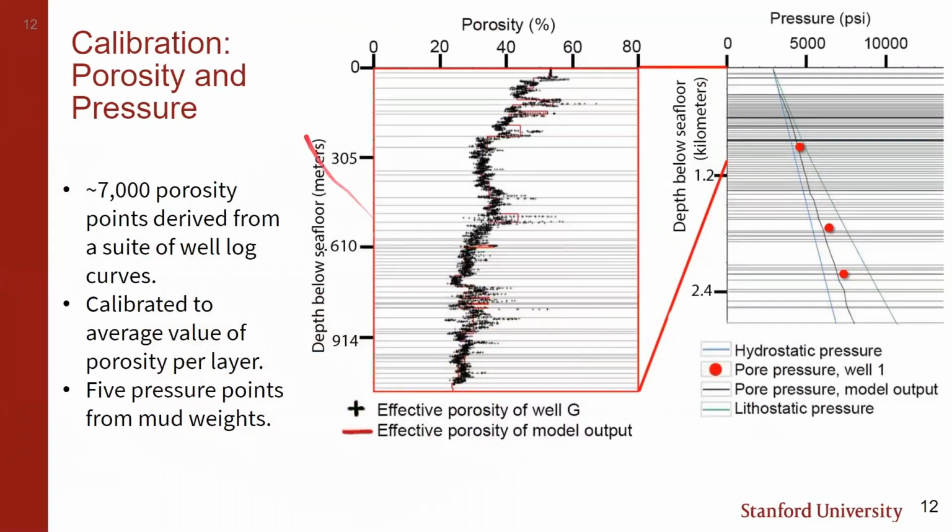What's important with case study models in particular is calibration, because this kind of differentiates basin models from theoretical to at least grounded in some sort of data. So what we took is about 7,000 porosity points derived from a suite of well-log curves. You can see them here. The black dots are those porosity points, and then the red line, which is hard to see because it actually lines up pretty well, is the model output for each layer.